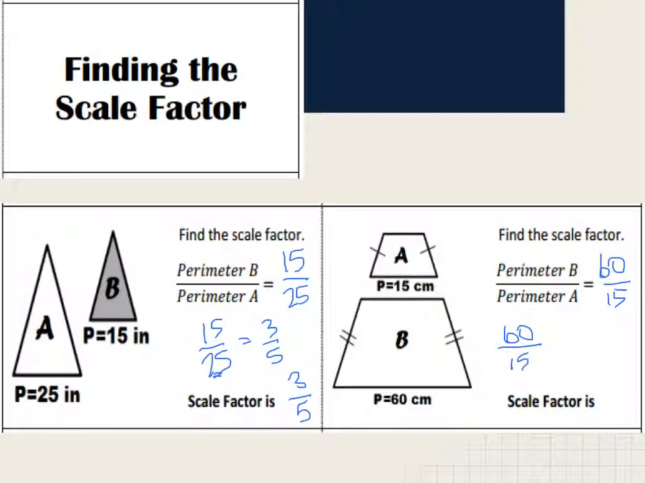We can divide the numerator and the denominator by 15. 60 divided by 15 is 4. 15 divided by 15 is 1. So our scale factor is 4 to 1, or 4 over 1. That tells us that our shape was enlarged because our scale factor is greater than 1. 4 over 1 is greater than 1.